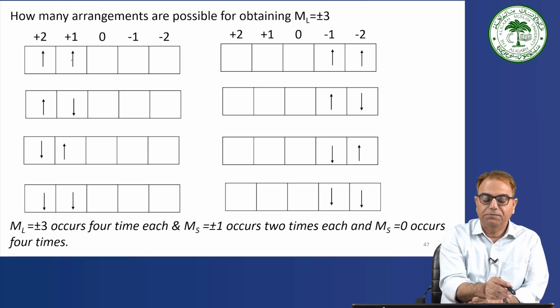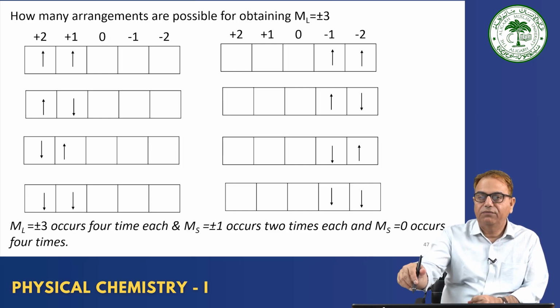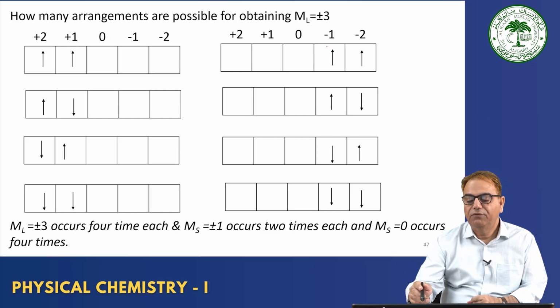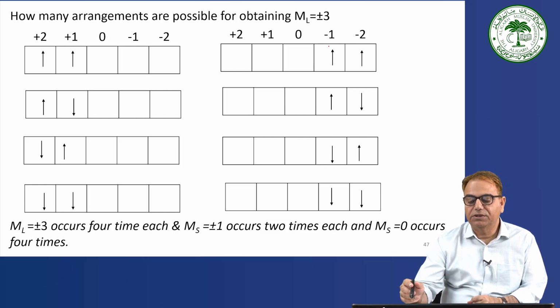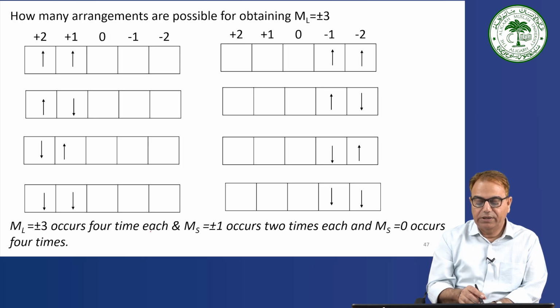Both plus half spin, then plus half minus half spin, then minus half plus half spin, then minus half spin. So all four configurations on the left hand side will give you +3, and all four configurations on the right hand side will give you -3, because they are filling in the -2 and -1 boxes. Again, only the spin is changing here also, and what do you find?